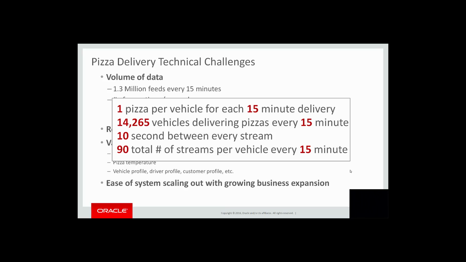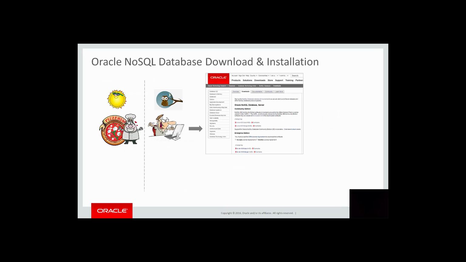So he needs about 14,265 vehicles delivering pizza every 15 minutes. Let's say 10 seconds between every stream feed, 90 total streams per vehicle every 15 minutes.